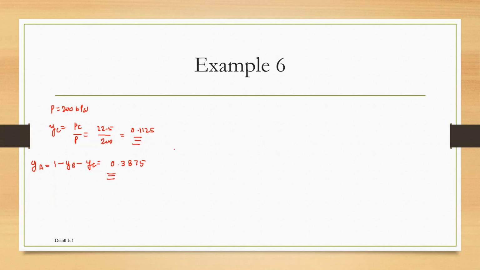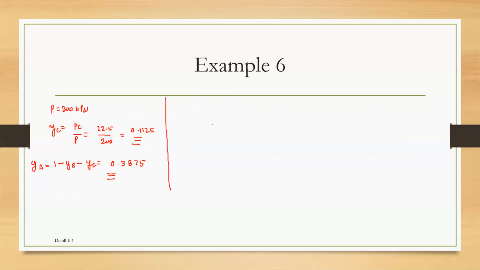But since we are doing this problem, let's try to find out something else. So we have not been given P naught B and P naught A. So let's try to find out P naught B and P naught A using Raoult's law. So the question is over till here, 0.3875. If you have got 38.75%, then that's your answer. Now we are going to find out P naught A and P naught B, just for the sake of discussion.